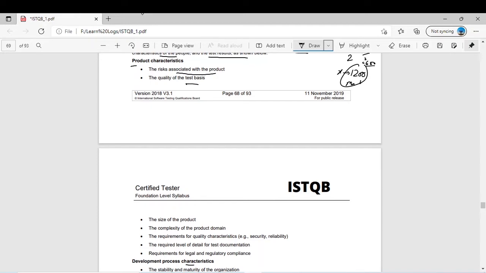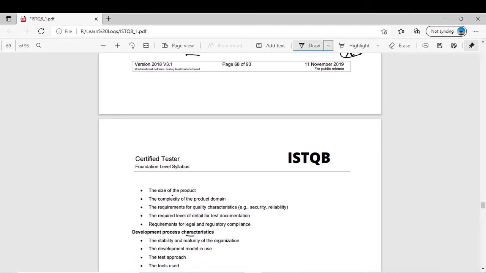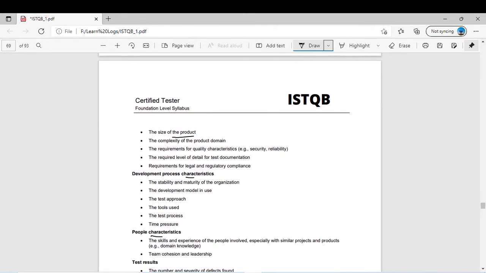Even the quality of the test basis matters. If you are testing some work product, you need something to test against. The test basis is the complete data, which we have already seen in detail in chapter 1. It tells you what to test, what your data will be, everything related to testing. So how good your requirements are, how good your test basis is, the test effort varies based on that. Similarly, the size of the product: if the product is bigger, with massive lines of code, then you will need more test effort.